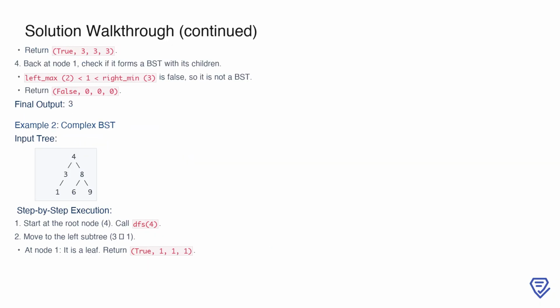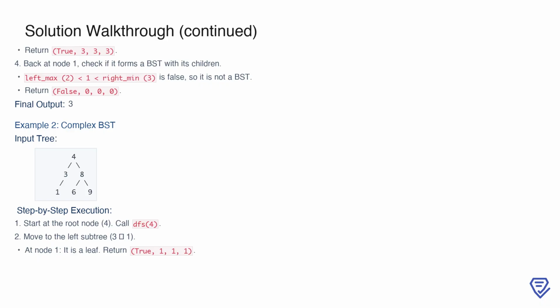Next, we return to the root node, 1, and check whether it forms a BST with its left and right subtrees. For a BST, the maximum value from the left subtree must be less than the current node, and the current node must be less than the minimum value from the right subtree. Here, the left subtree has a maximum value of 2, and the right subtree has a minimum value of 3.